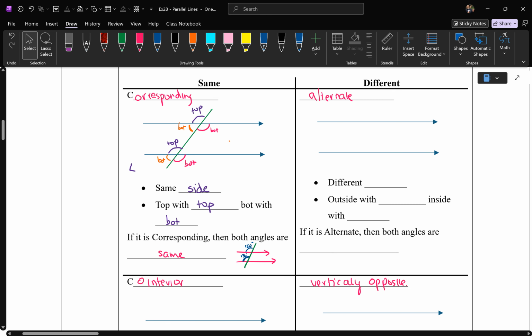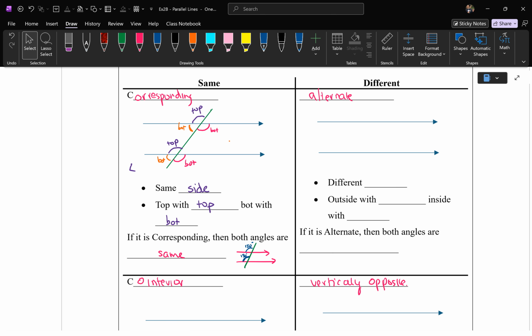Now, if you think about the word co-interior, what does interior mean? Fraser? Inside. And when we use the word co, what does co mean? Quinn? Together. Yeah, so like co-parenting or co-teaching, that means two are doing the same thing together, right? So when you say co-interior, it means that both angles are both inside as well.